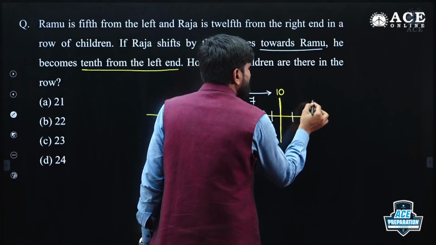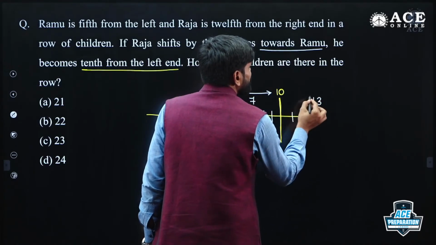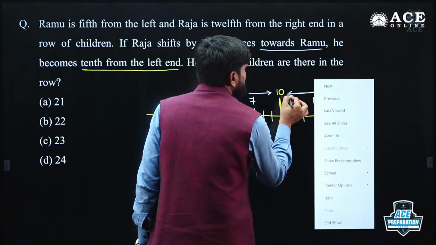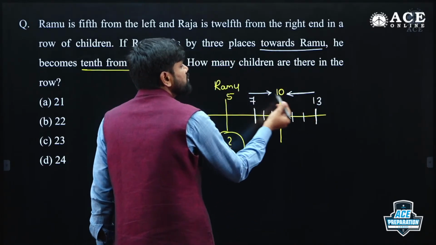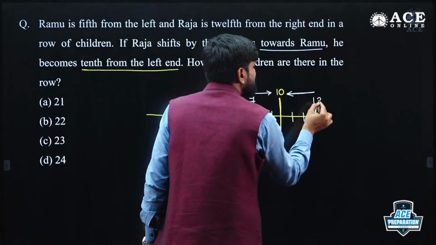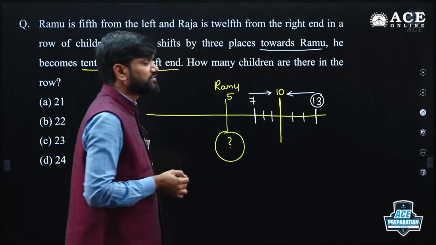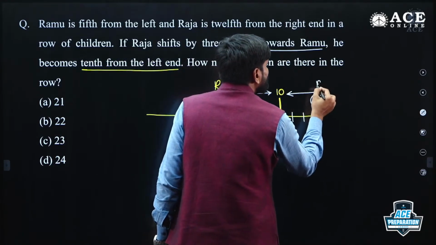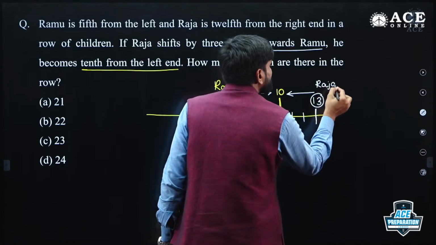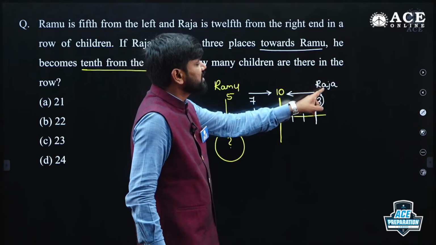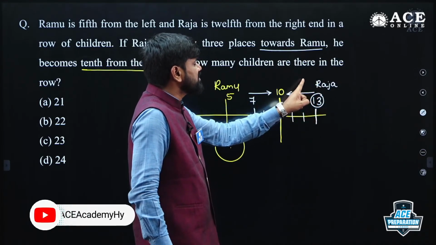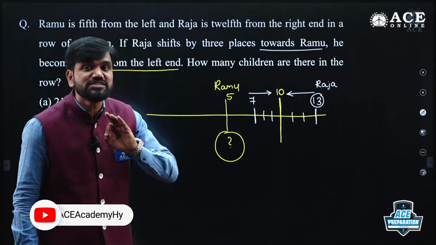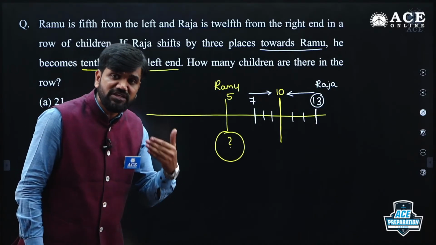So this is 10, 11, 12, 13. If Raja was at position 13, for him to come to position 10, he has to shift by 3 places towards this side, which is nothing but moving towards Ramu. So Raja should be here for him to become 10th by shifting 3 places towards Ramu. So the position of Raja from left is 13th, and from right it is given as 12th.